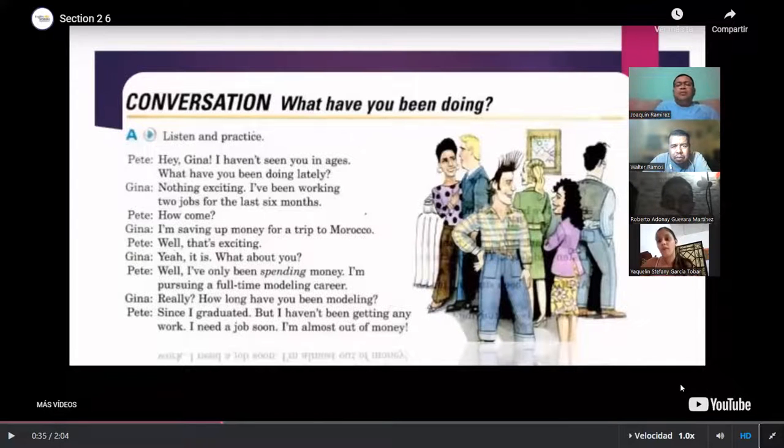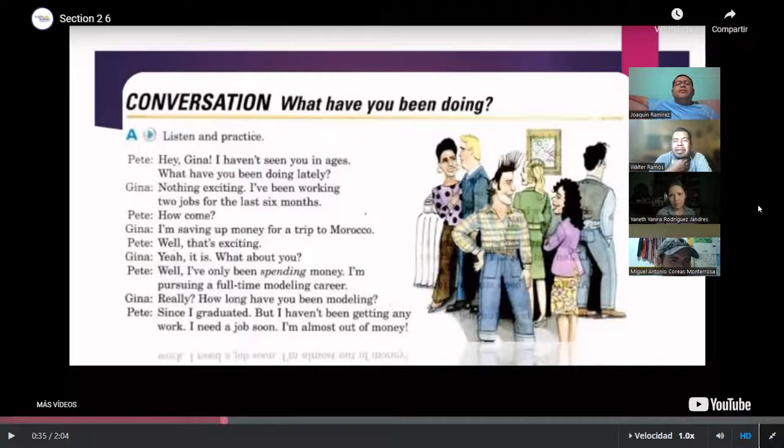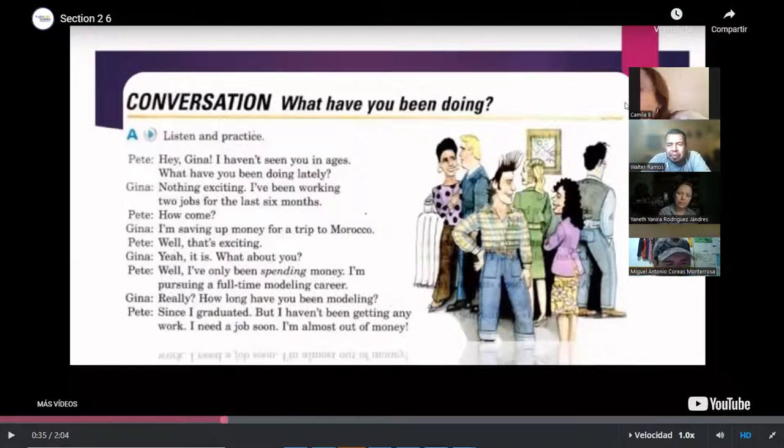First round. La primera ronda es tal cual está. For example, imagine I'm working with Jacqueline. Jacqueline sería Pete y yo Gina. Luego yo sería Gina y ella sería Pete. Y después de haber practicado tal cual, lo modificamos con información posible en lo real. All right. Ready? Okay. Ready or not, here we go.